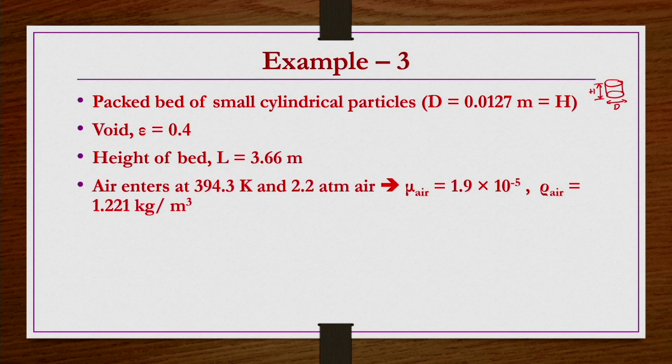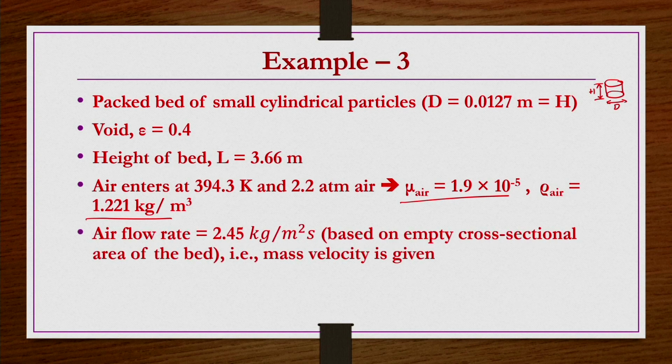Here also air enters at a certain temperature and pressure, with corresponding viscosity 1.9 into 10 power minus 5, and corresponding density 1.221 kg per meter cube for the air at these temperature and pressure conditions. Okay. And here also the air flow rate is given. Air flow rate is given in kg per meter square second, based on the empty cross section area of the bed. So, that means mass velocity is given, that is, G equals rho v naught bar is given. Okay. So, what is the pressure drop?